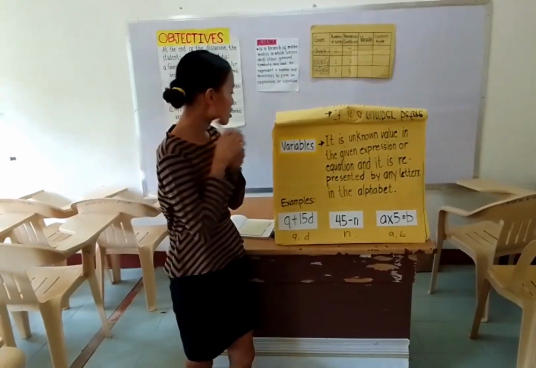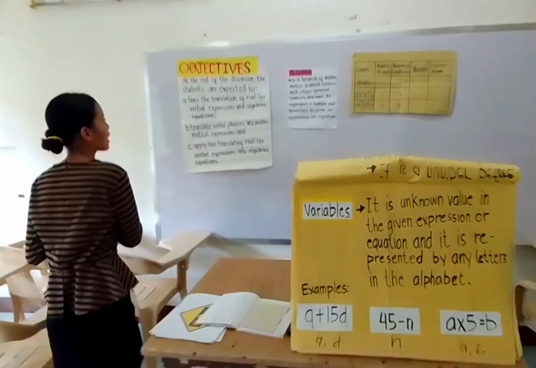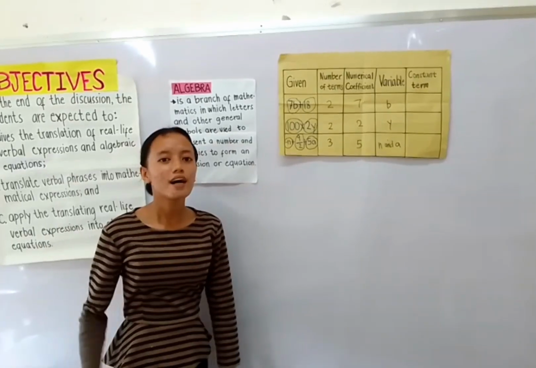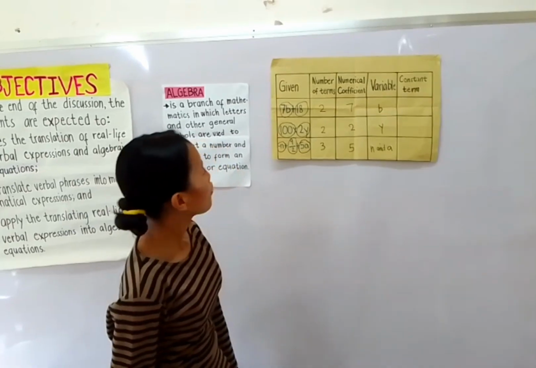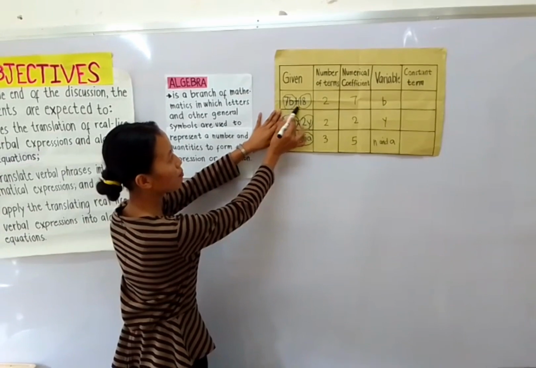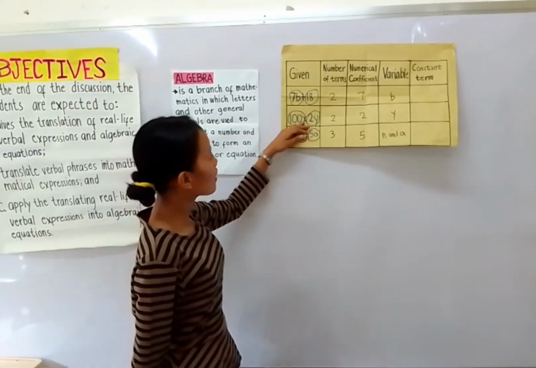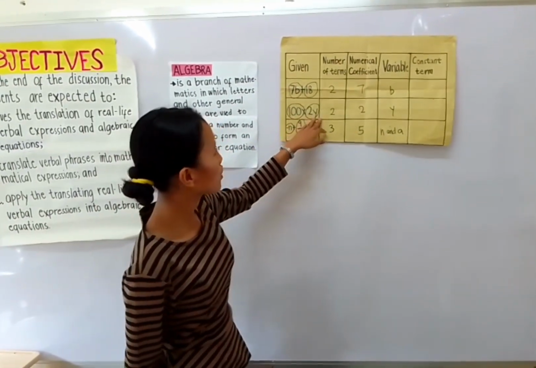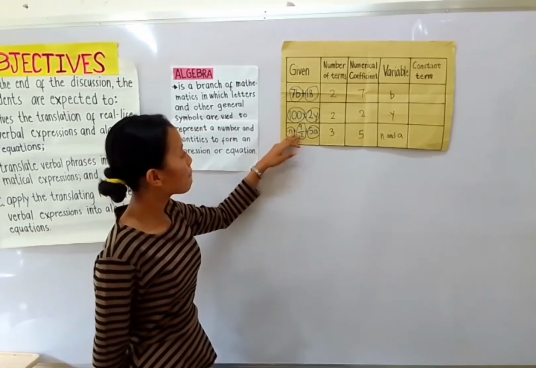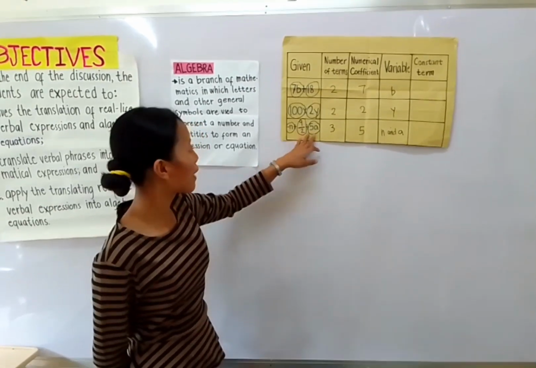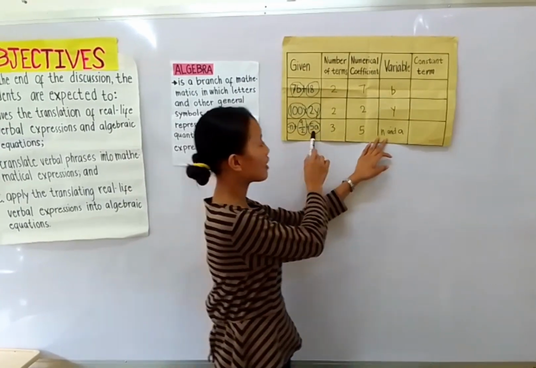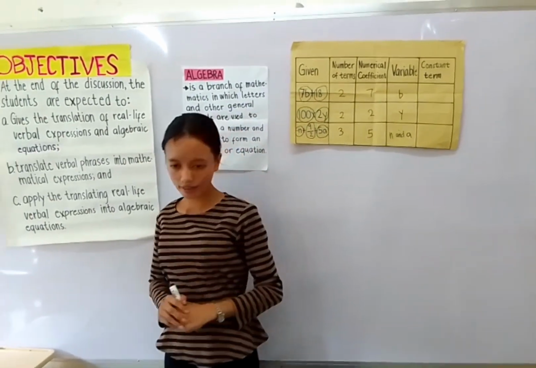Let us go back again to the table. Who can answer number 1, 2, and 3? Okay, let us check your answer. First, 7b plus 18. The variable here is the letter b. Next is 100 times 2y. The variable here is the letter y. Next, negative m over 2 plus 5a. The variables here are the letters m and a. So all your answers are correct.